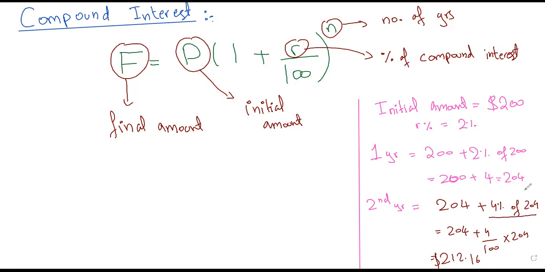In simple interest, you would have written 200 here, right? Because in simple interest, every time we refer to the initial amount. But in compound interest, we refer to the previous amount. So are you guys clear with the difference? We have discussed this yesterday as well.